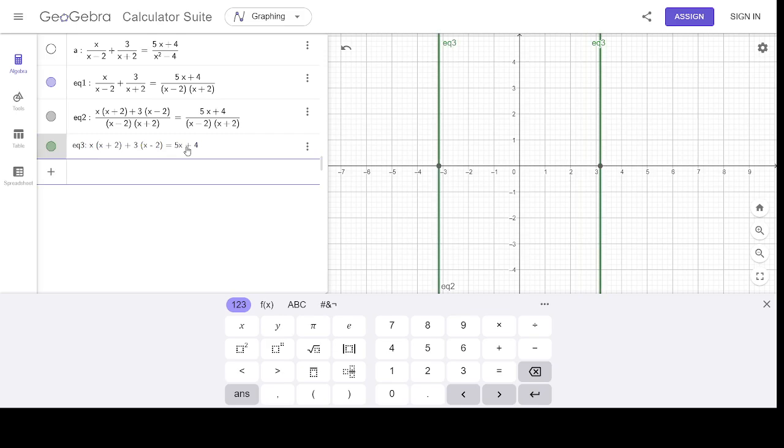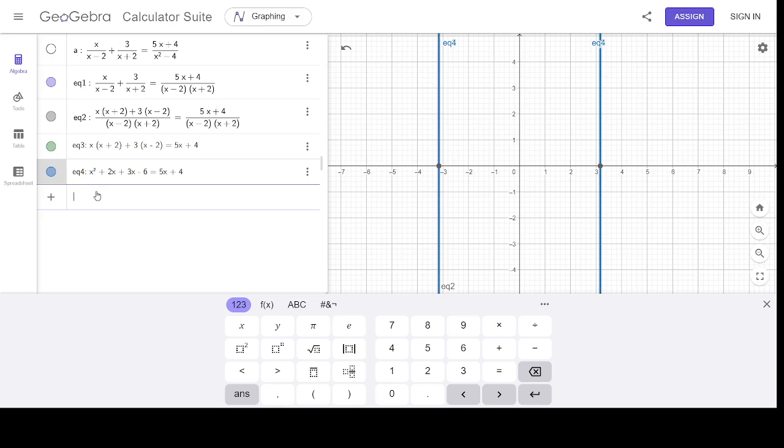We need to open the brackets now. So here we will have x times x is x squared, plus x times 2 is 2x, plus 3 times x is 3x, minus 3 times 2 is 6. Let me say this one is equal to 5x plus 4. Then we continue.